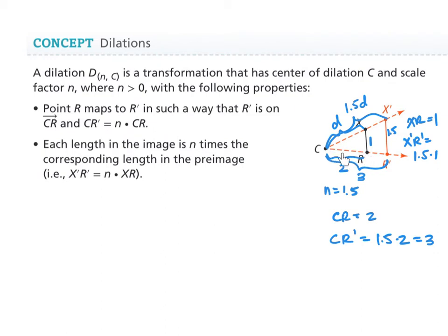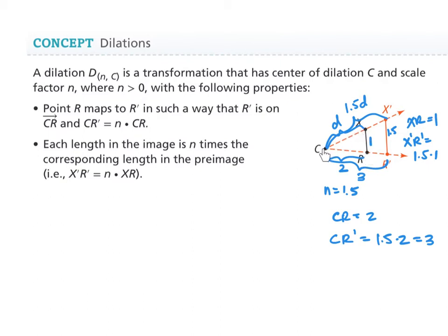It takes a point and slides it along this, I think of it like a rail. I've connected my center of dilation to the point that's getting dilated, and I slide that point along that rail until its distance away from C is n, whatever n is, times the distance that it started away from C. So whatever R to C was, we multiply that, in this case maybe by 1.5 if our scale factor is 1.5, and we slide R along that rail until it's 1.5 times the distance away from C as compared to where it started. And every point's going to do that.